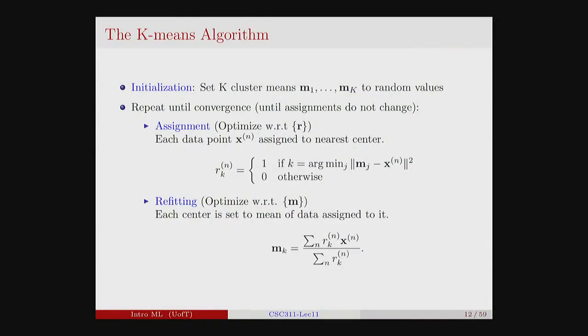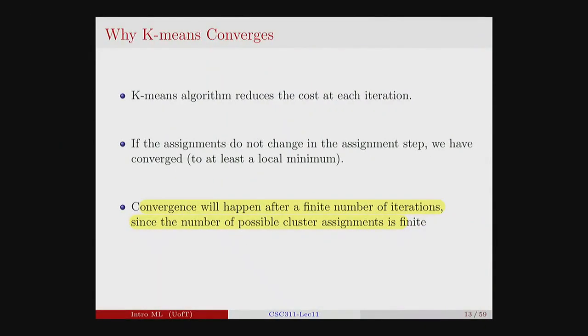So in terms of putting this algorithm together, the algorithm is pretty simple. You set your k cluster means to random values, and you repeat two steps: the assignment step, which optimizes with respect to the responsibilities at each point, and the refitting step, which optimizes that objective with respect to the cluster means, and you set them to the solutions we just derived. And do this until convergence, which is to say that the cluster means don't change and the cluster assignments don't change either.